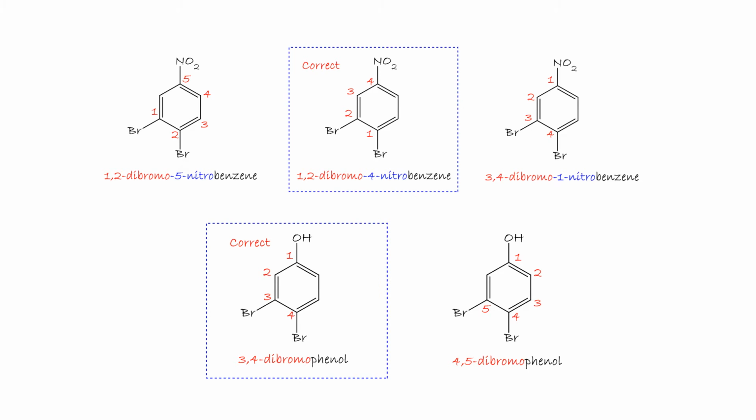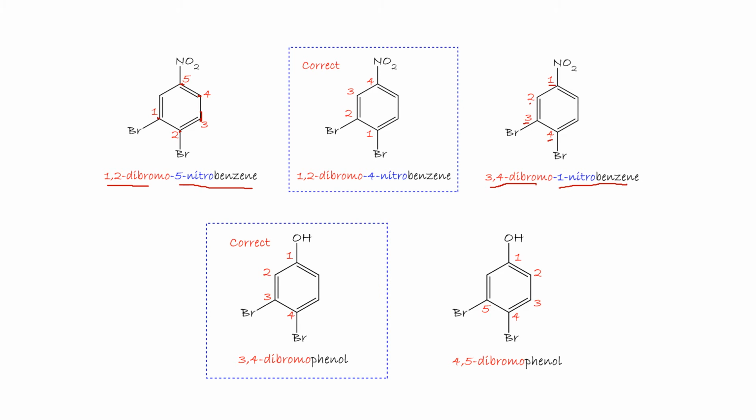Here we have Br and NO2. So I name it 1-bromo-2-bromo-5-nitrobenzene, because I number them counterclockwise 1, 2, 3, 4, and 5. I could also give the nitro number 1, then 2, 3, 4, and according to this numbering it will be 3,4-dibromo-1-nitrobenzene.